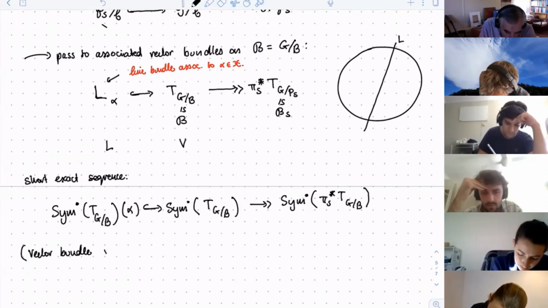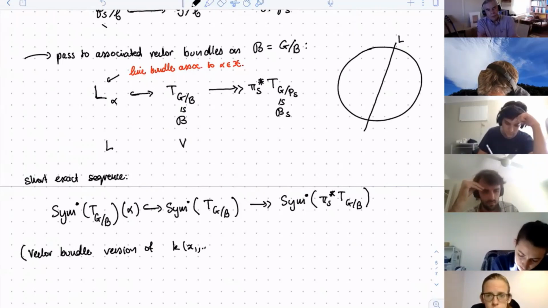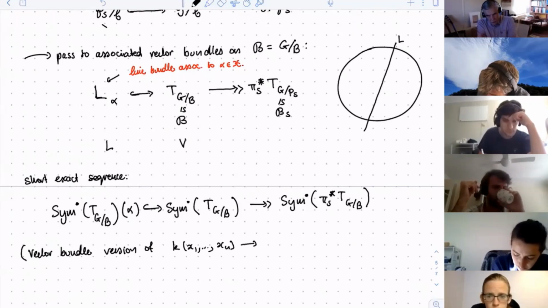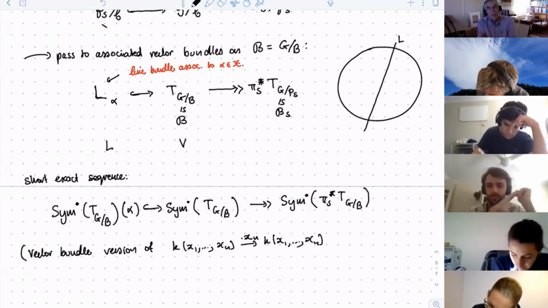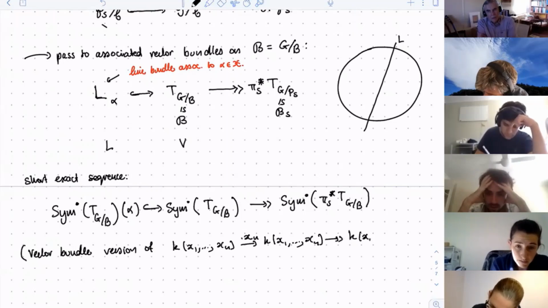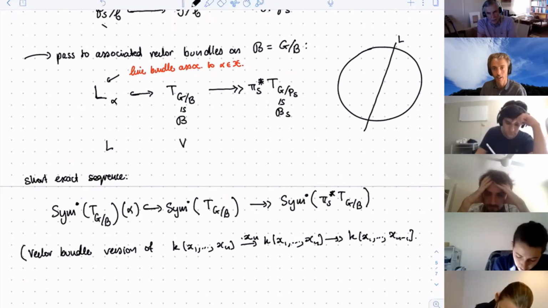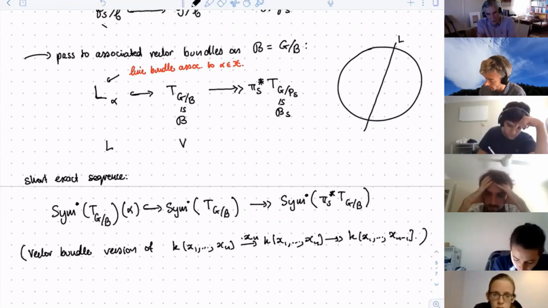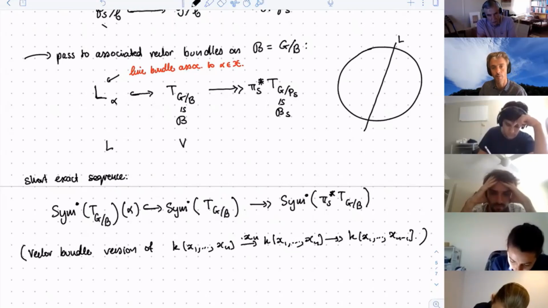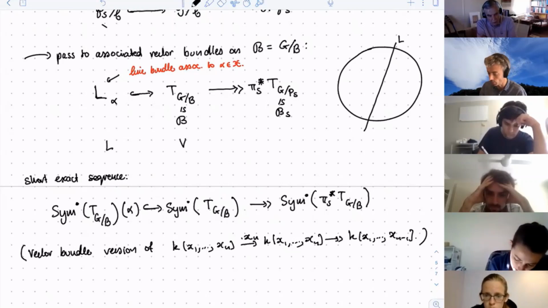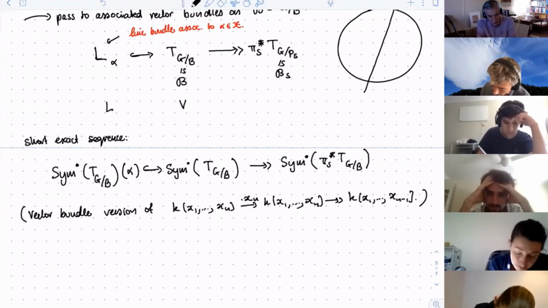This is a vector bundle version of k x1 to xn, which goes via multiplication by xn to k x1 to the xn, with quotient x1 to the x minus 1. Okay, so it's a vector bundle version of the Koszul resolution for a codimension 1 subspace, which is exactly what N tilde S is inside the cotangent bundle.